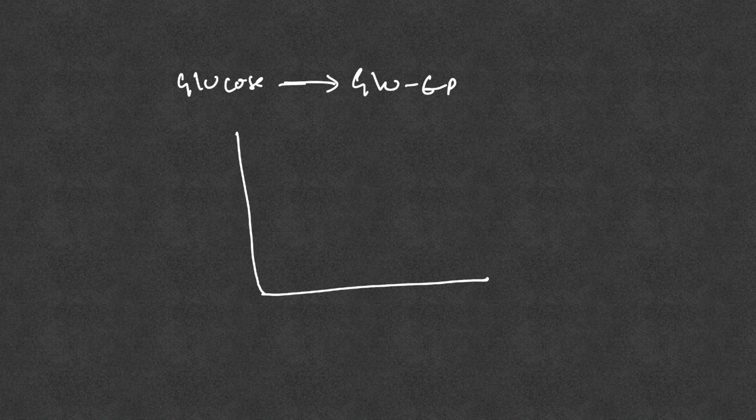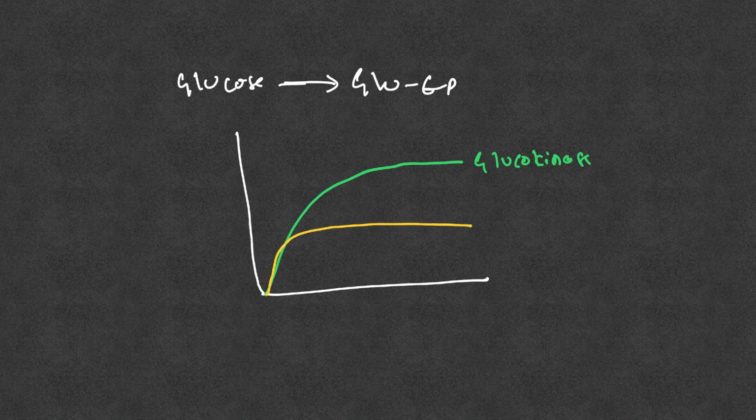and hexokinase enzymes. So I'm going to draw the glucokinase and hexokinase reaction velocity curve. So this is for glucokinase, and here is the curve for hexokinase enzyme. Now let's take the Km and Vmax of these two enzymes. This is the Vmax of glucokinase, and this is the Vmax for hexokinase.